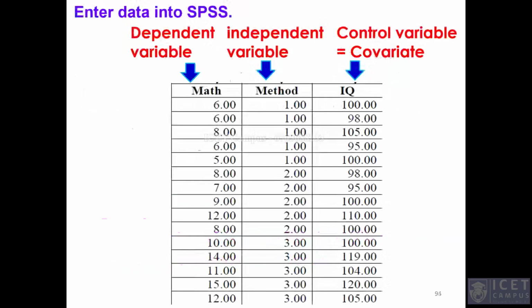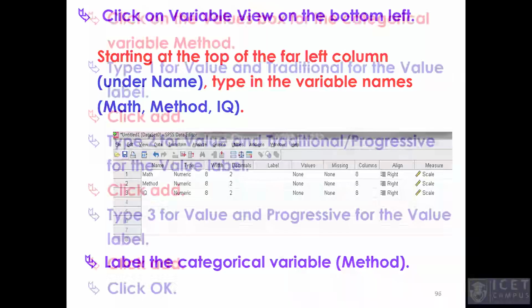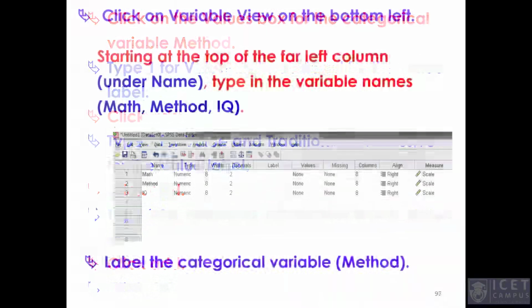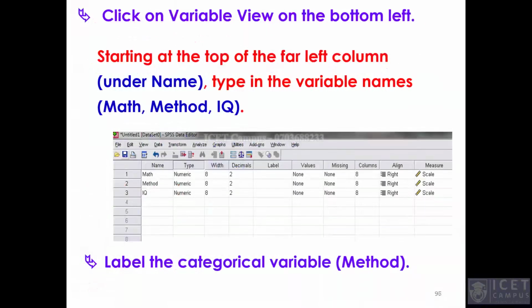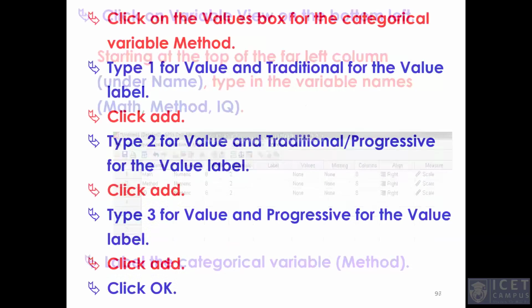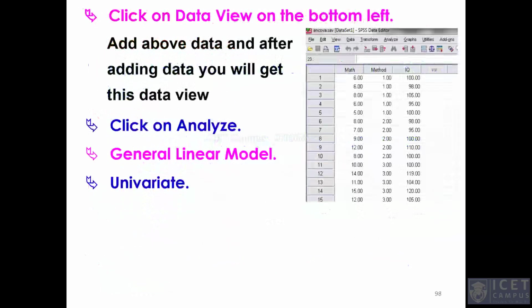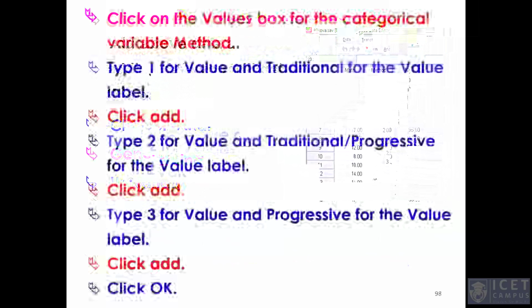Right. We can enter the data into SPSS. It is mentioned how we can enter the data. I'm not going to explain it, because we have to take three variables: maths, method, and IQ. So then we can enter the data. It's mentioned how we can enter the data into this model, right?